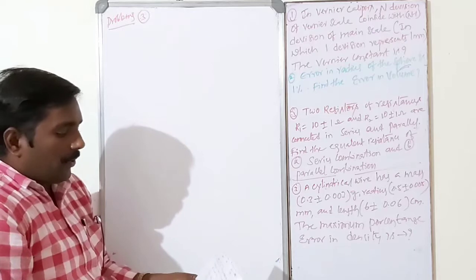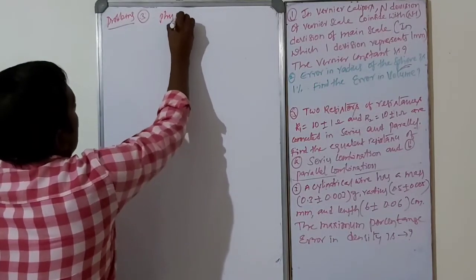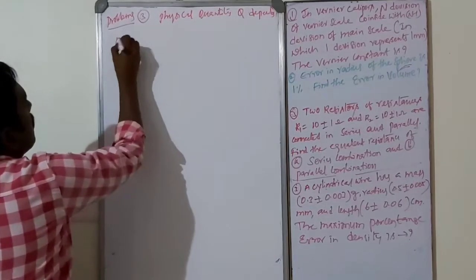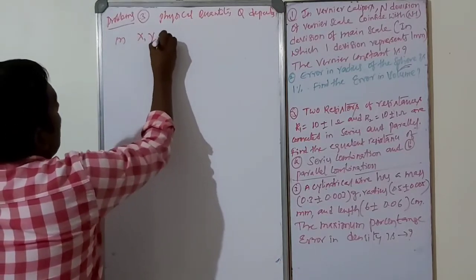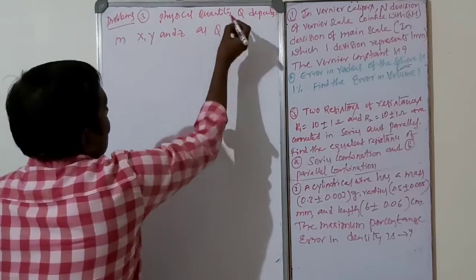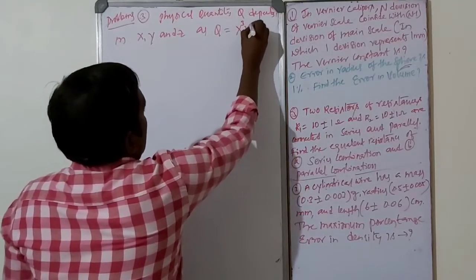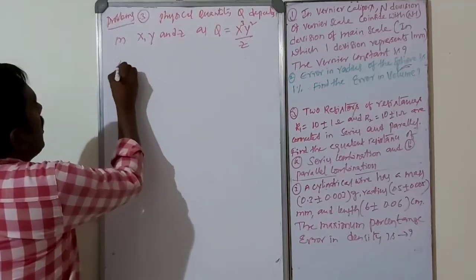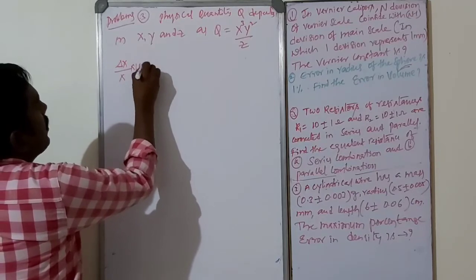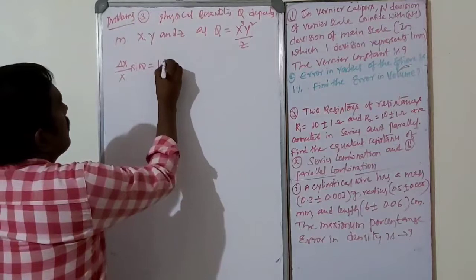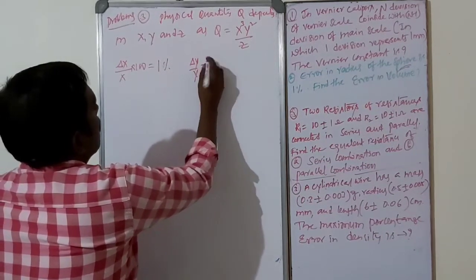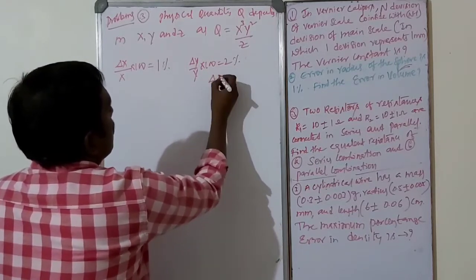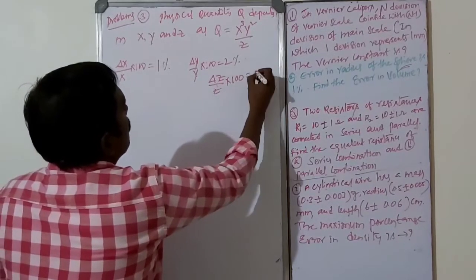Physical quantity Q depends on X, Y, Z as Q is equal to X cube y square by Z. The percentage error in X, Y, Z are already given, students: delta x by x into 100 is equal to 1%, percentage error in y is 2%, and percentage error in z is equal to 3%.